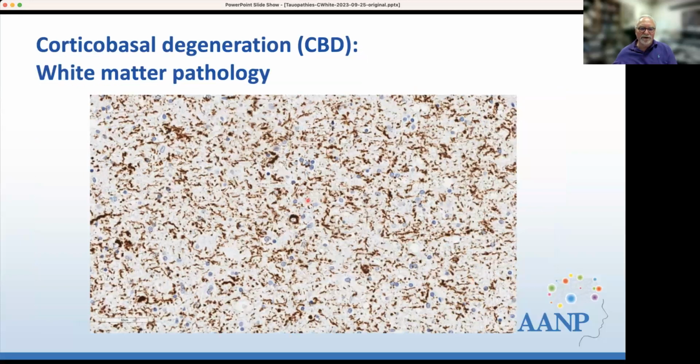Here's a high power view of the white matter in a case of cortical basal degeneration, demonstrating again these threads throughout the white matter, but also in some cases C-shaped or circular inclusions encircling the nuclei of oligodendroglial cells. And these are the features that we refer to as coiled bodies.